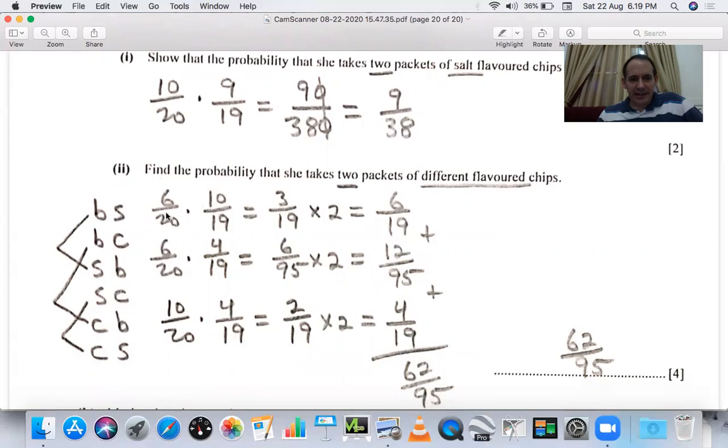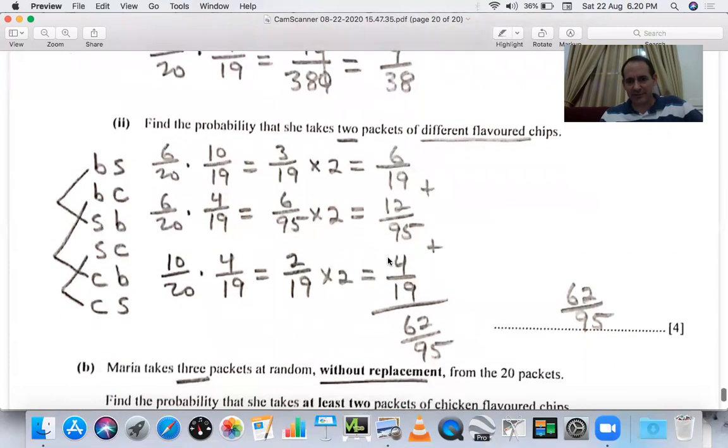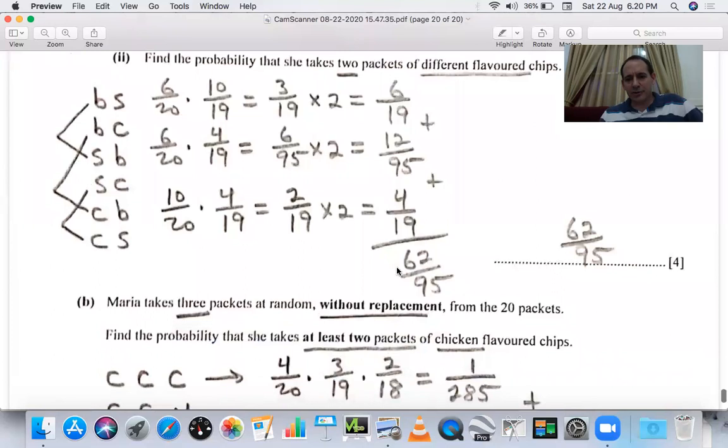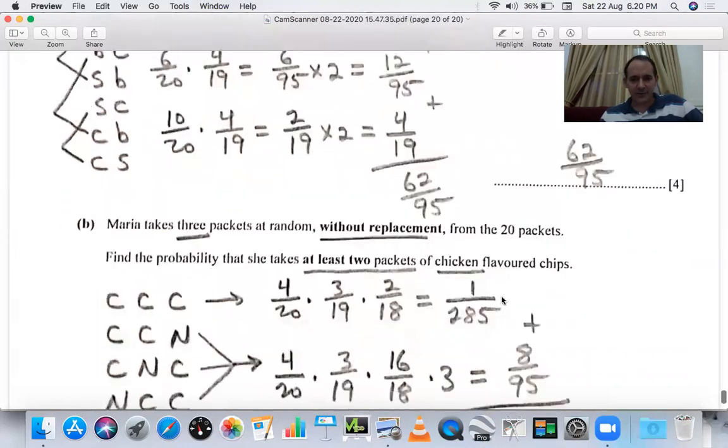Because you're taking from different categories, the top number doesn't reduce, but the total did reduce because it was without replacement. You multiplied by 2 because there were like sets. Add those up: 6/19, 12/95, 4/19, gives you a total of 62/95.